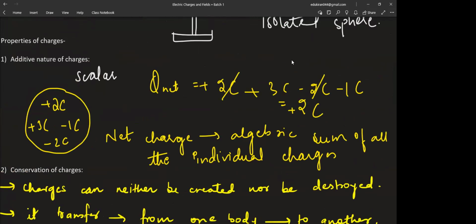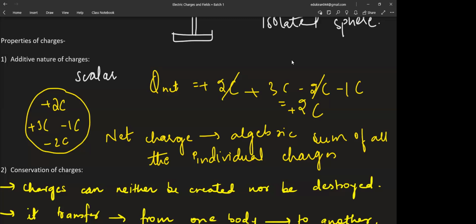See, scalar quantities and vector quantities you have already studied in your class 11. Vector quantities have their magnitude, direction, and they obey the vector laws, like your parallelogram laws. While scalar quantities, they just have the magnitude. So charges also just have the magnitude.